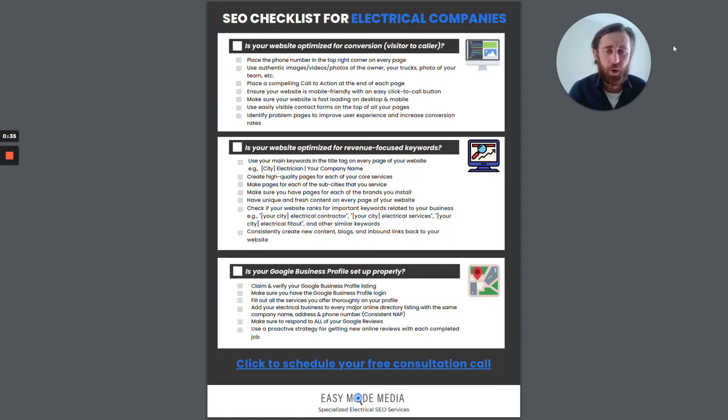So there's a few options here. Place the phone number in the top right hand corner of the page. Make it clickable on mobile devices as well. Use authentic images. Try to stay away from stock photos: your trucks, your photos, your team, all that kind of stuff. Place a compelling call to action at the end of each page on the website so it's easy for someone to get in touch.